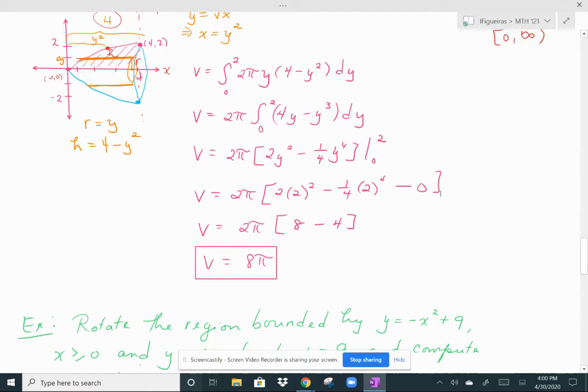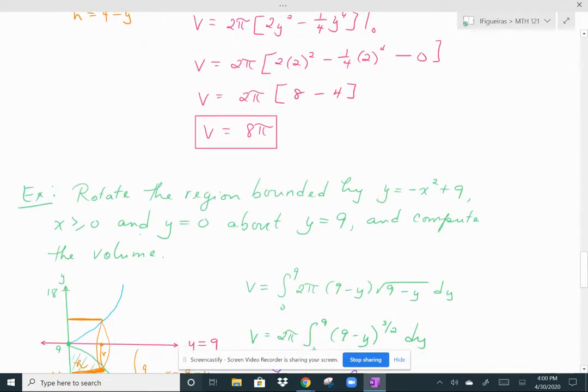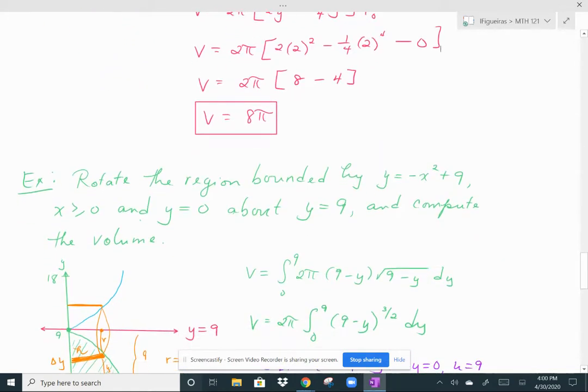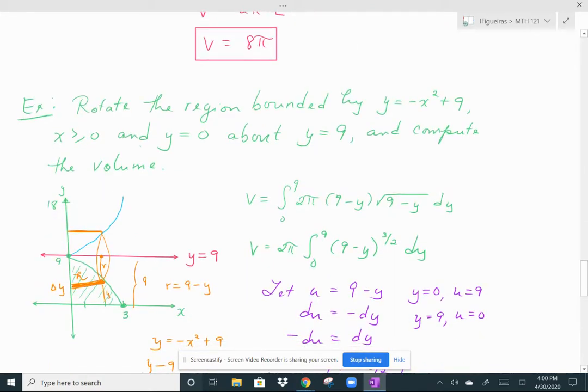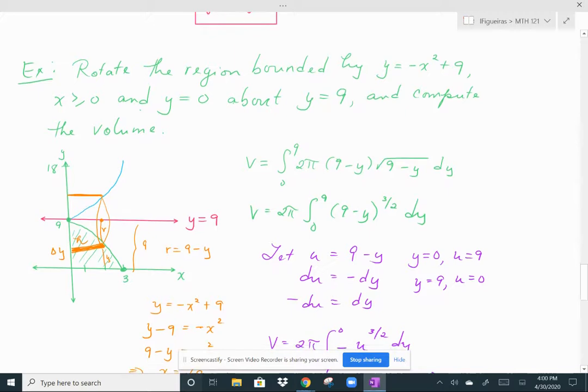All right, here's another. We want to rotate the region bounded by y equal to negative x squared plus 9 when x is greater than or equal to 0 and y equal to 0 about the line y equal to 9 and compute the volume. So once again, we're rotating around a horizontal line, but this time it's not one of the axes. It's the line y equal to 9. So we'll have to make some adjustments here.